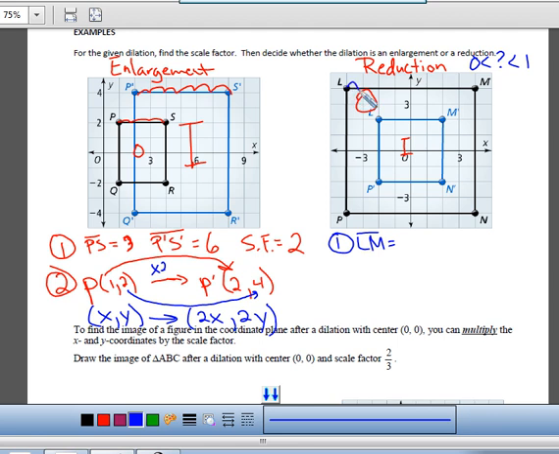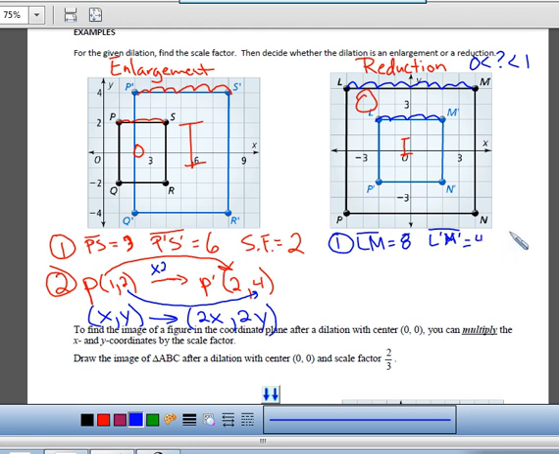So if I count these spaces here, 1, 2, 3, 4, 5, 6, 7, 8. This is 8. L prime, M prime. That side is 1, 2, 3, 4. So how do I go from 8 to 4?